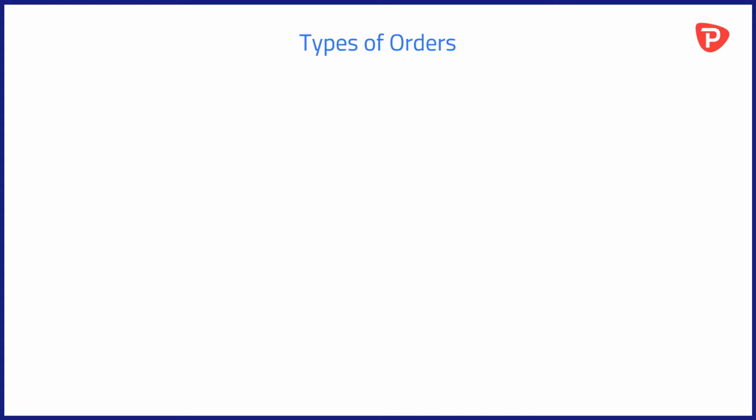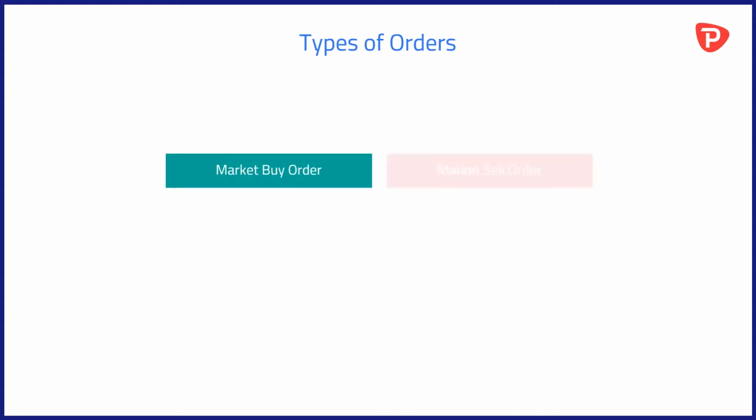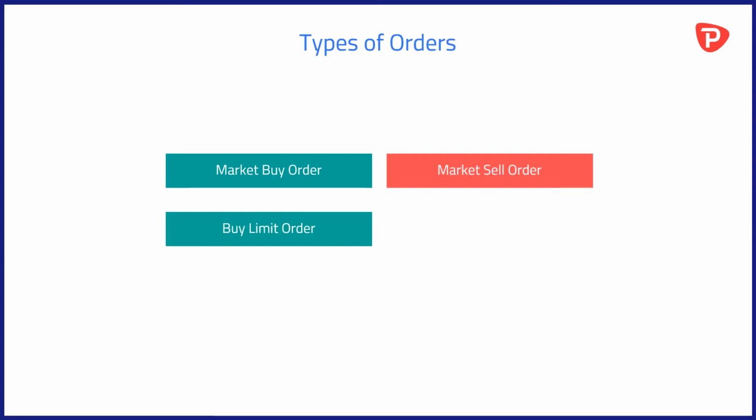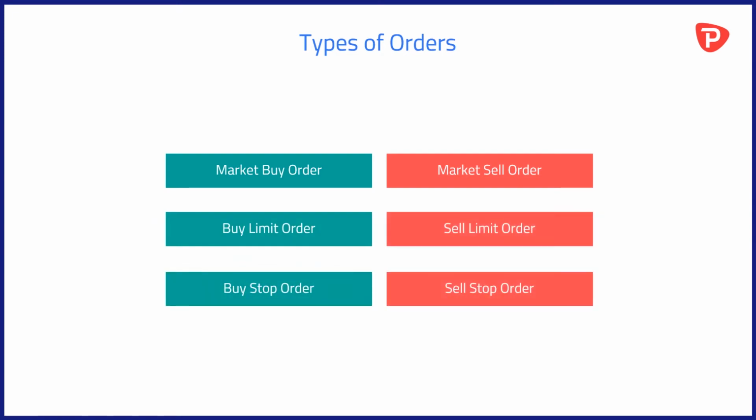There are 6 different types of orders that can greatly assist you in getting into the market at a point into the future, and all have different characteristics that are suited to particular market conditions. Let's first take a look at market orders.